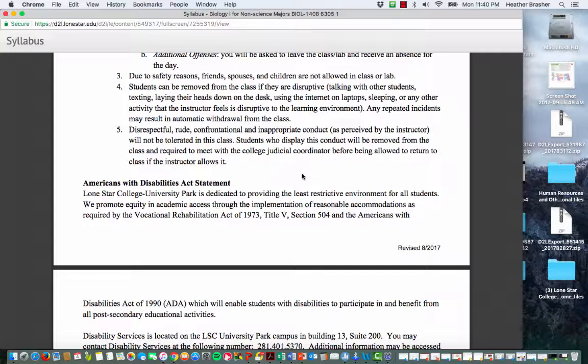You don't have to like everybody in the class. Hell, you don't even need to like me. That's not my purpose here. My purpose here is to make the learning environment conducive to learning. And however I need to do that is what I'll need to do.